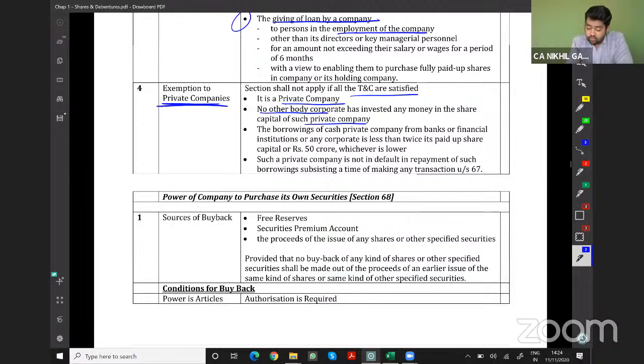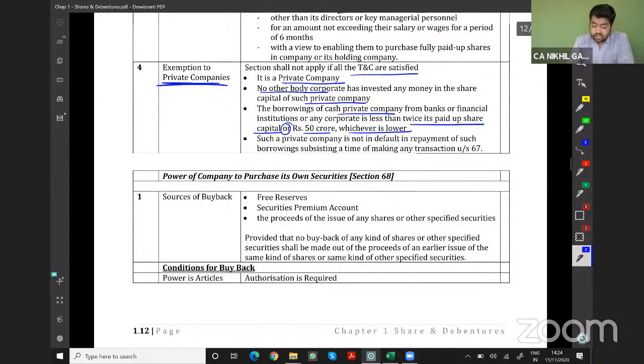The borrowing of cash of the private company from a bank or financial institution is less than twice its paid up capital or 50 crore, whichever is low. Your borrowing is less than 2 times your share capital. If my share capital is 100 crores, 100 crores into 2, your maximum borrowing should be 200 crores or 50 crores, whichever is less, is your limit. Such a private company is not in default in repayment of any loan.